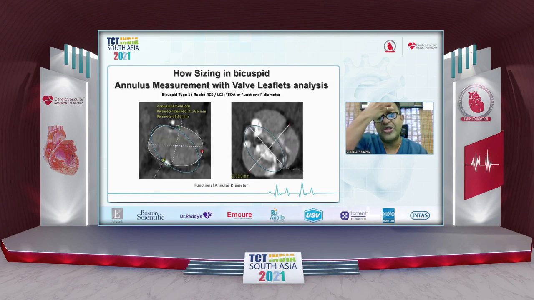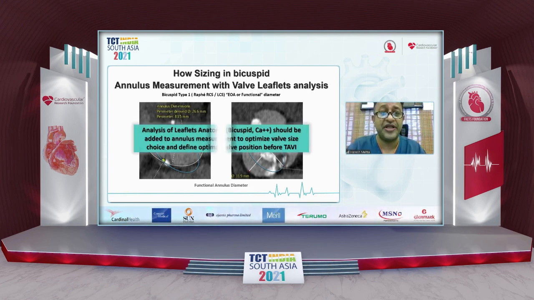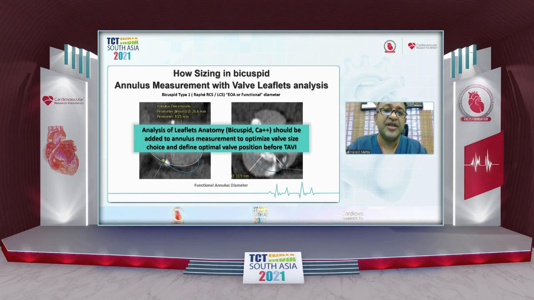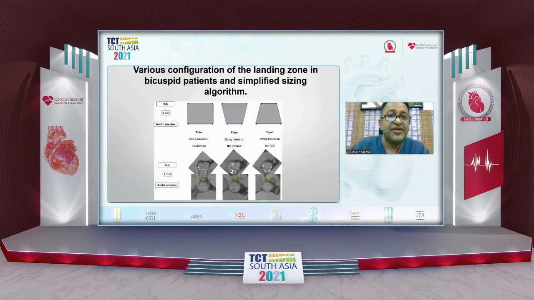Similarly, we also need to have the measurements based on the leaflet and the calcium and the size of the leaflets. That's very, very important. So we need to do all of this before we can decide which valve will be best for that patient. And this is the reason we do that, because if you undersize, there's a chance of pop out or a PVL or a valve embolization. And if you oversize, then there's a high risk of pacemakers, annular ruptures, valve dislodgement, and excessive leaflet strain. So this has been discussed.